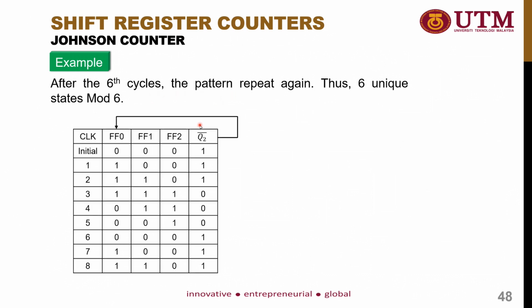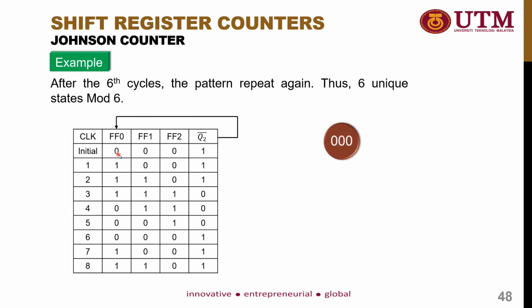Okay, so in order for us to define the number of states, the number of states is defined as the number of unique combinations. For example, in this 3-bit Johnson counter, it has a total of 6 unique states, where after the 6 unique states, the states will be repeated again.